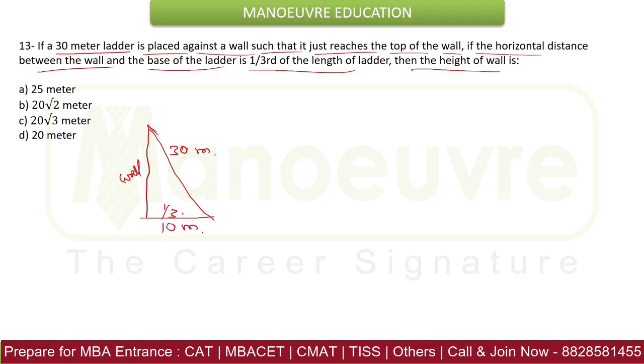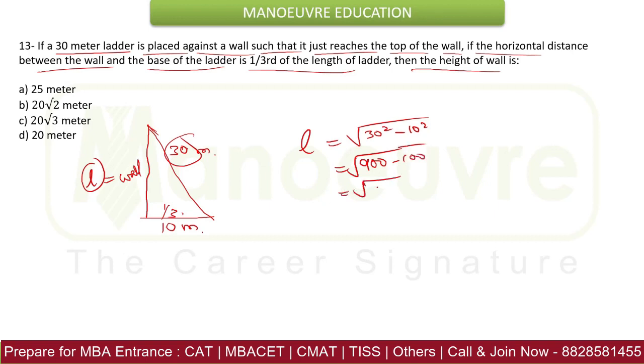So if this is 3 meter, this is 10 meter, let's say the length of the wall is L, so L will be equal to under root of 30 square plus 10 square. Sorry, it will be minus, because this is the hypotenuse. So it will be minus 100, under root of 800, that will be root of 400 into 2, so that will be 20 root 2.